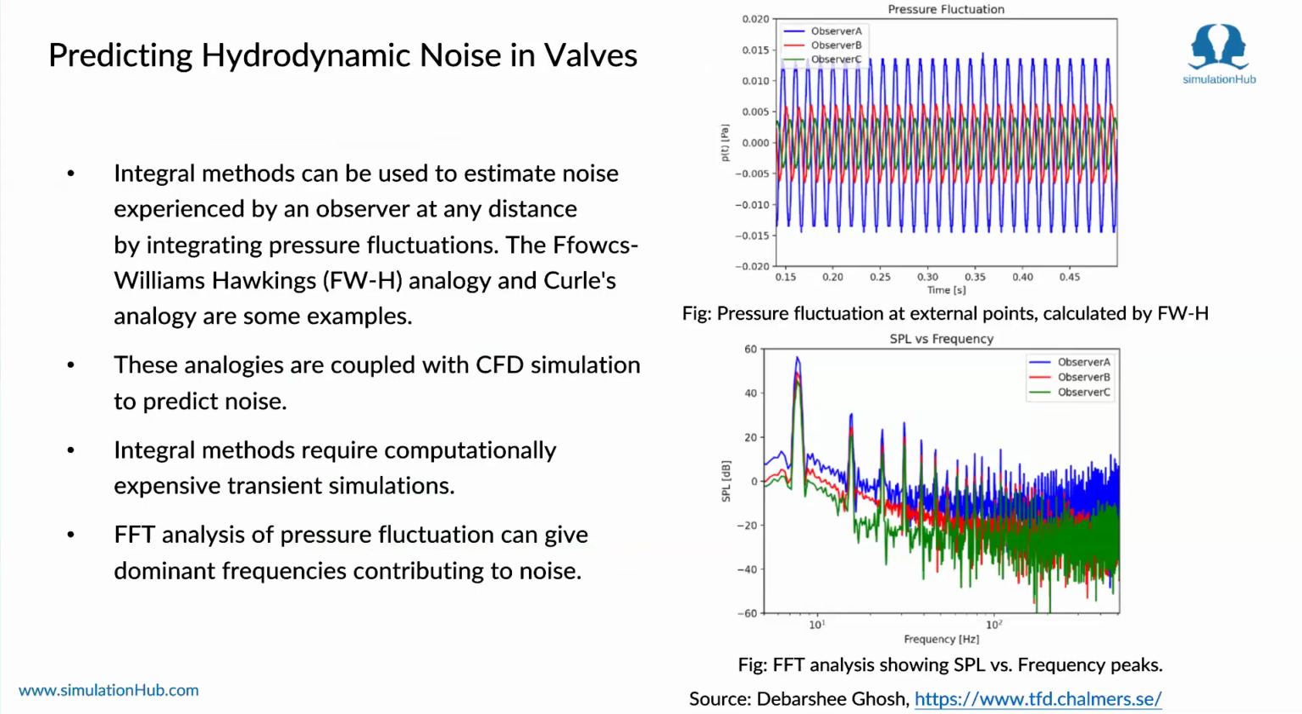And in this, basically, what happens is you predict the fluctuations of pressure in your domain, and then post-process the information about the noise through these analogies, through the FWH analogy or the Curle analogy.